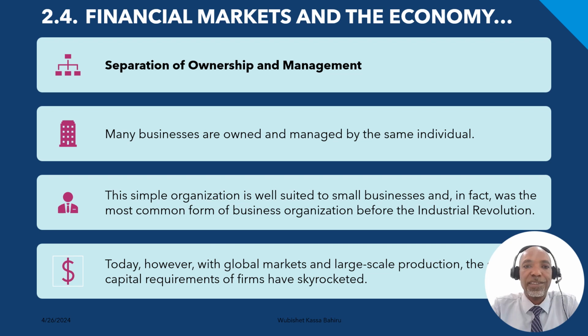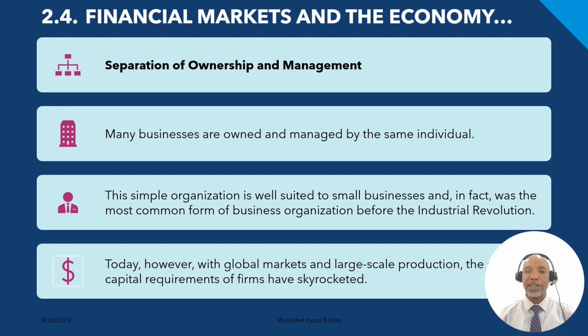The other important thing is that the capital market helps us to separate ownership and management. Many businesses are owned and managed by the same individual, since the size of the firms is very small. This simple kind of organization is well suited for small business, and in fact was the most common business organization before the industrial revolution. But currently the size of business is getting higher and higher, so it is difficult for the owners to manage them.